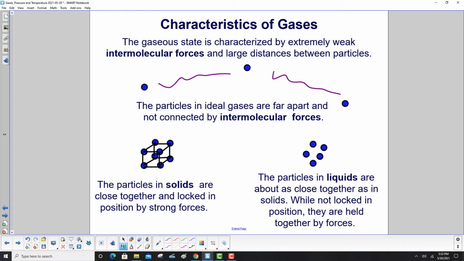The particles in ideal gases are far apart and not connected at all by intermolecular forces. The particles in solids are close together and locked in position by strong forces. The particles in liquids are about as close together as in solids. While not locked into position, they are held together by forces.